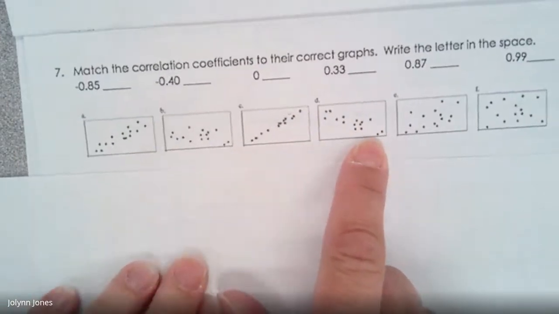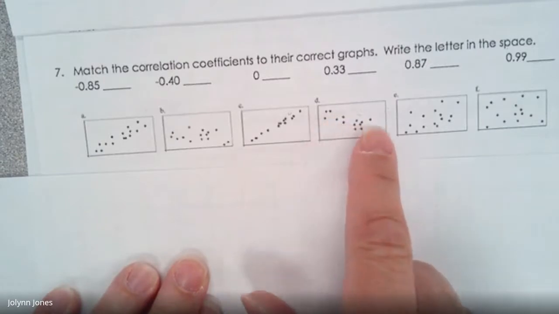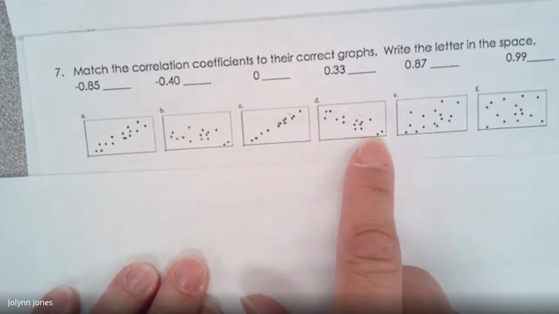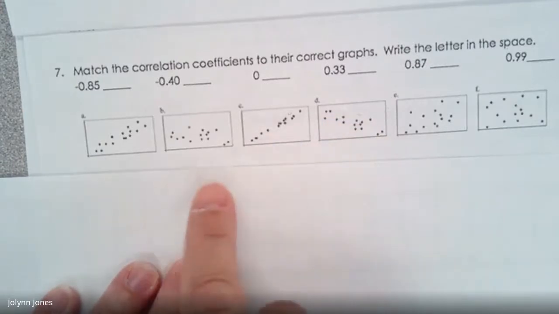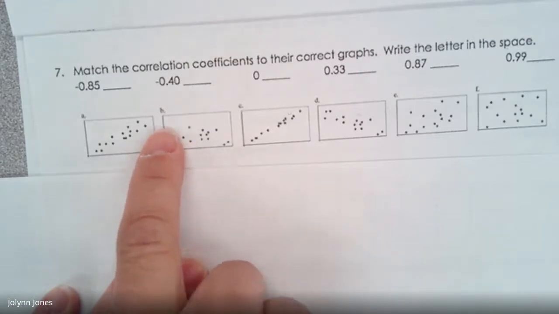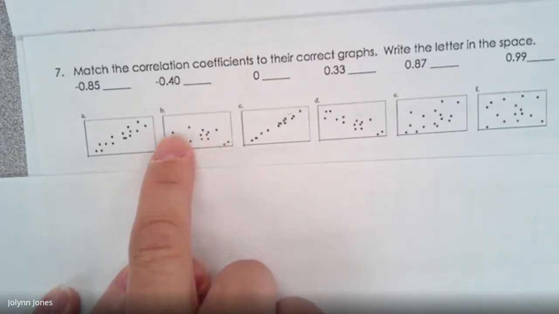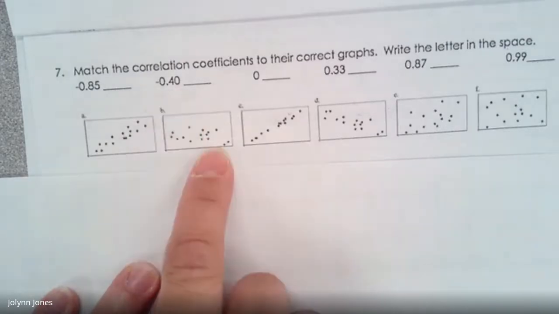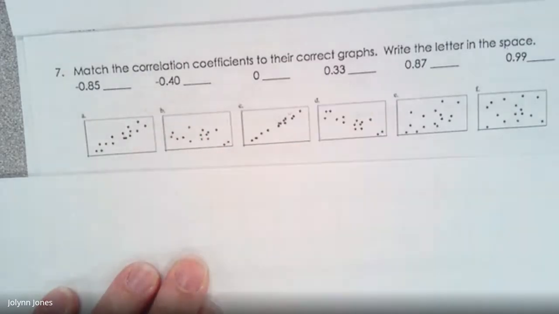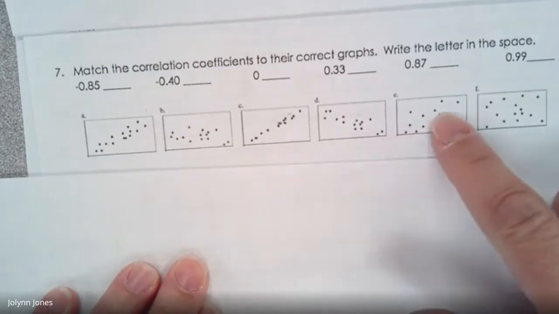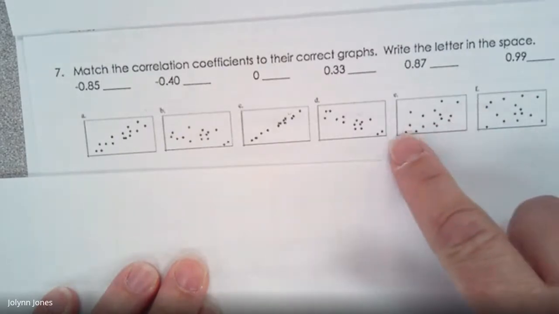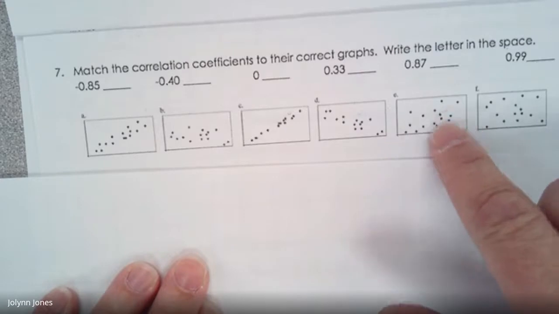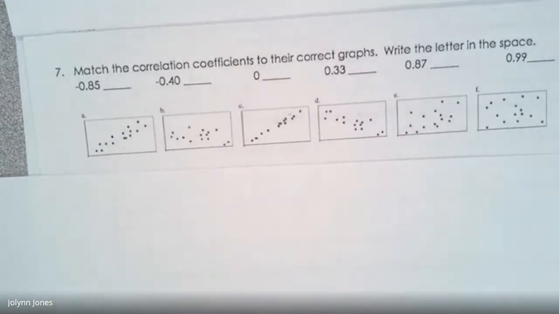And it's still pretty close, but not as tightly packed as this one was. And then we've got this one starting to get a little more spread out, but it's still kind of going in that negative direction. So that's the negative 0.4. And then we have this one at 0.33. That's going to be this one right here because it's going up in a more positive direction, but the data is really spread out. Okay.